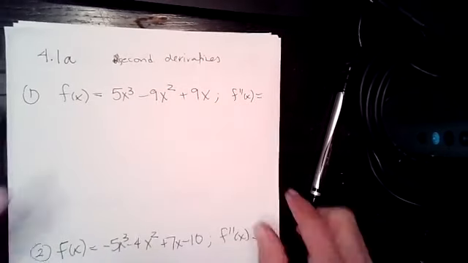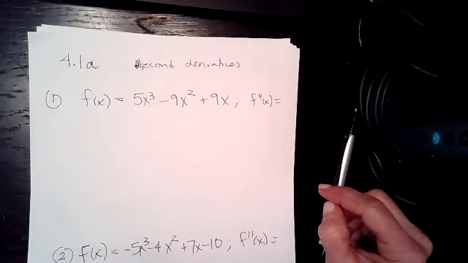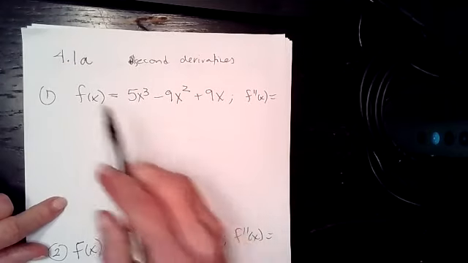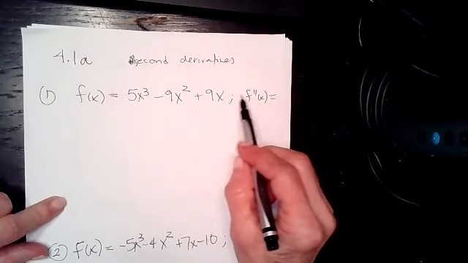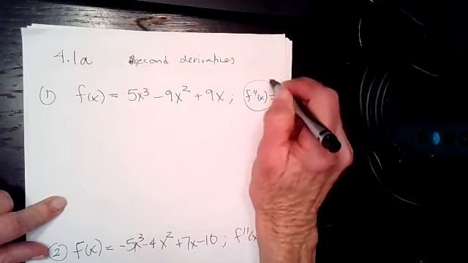Hi guys, I am back and I'm working on the test for material, and it starts with 4.1a, and here we go. They give you a function and they ask for f double prime of x. This is called the second derivative.